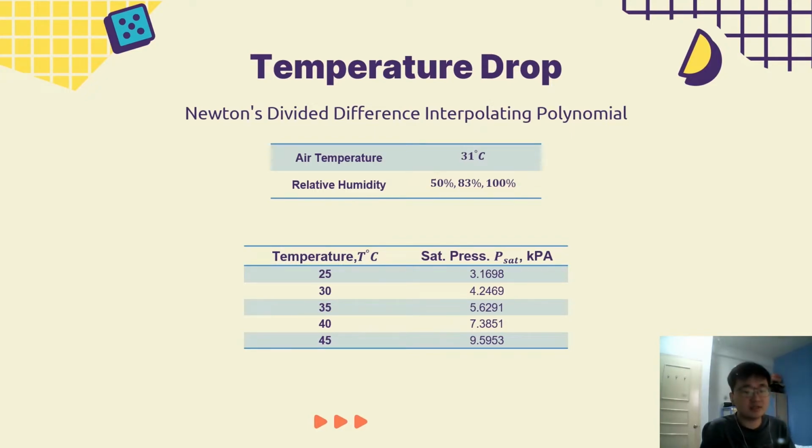Finding the temperature drop by using the Newton divided difference interpolating polynomial method, which we learned in numerical methods. So when the air temperature is 31 degrees Celsius, we need to find the saturated pressure first. As you can see from the table from thermodynamics, there is no 31 degrees Celsius, so we need to use the Newton divided difference interpolating polynomial to find the saturated pressure at 31 degrees Celsius.